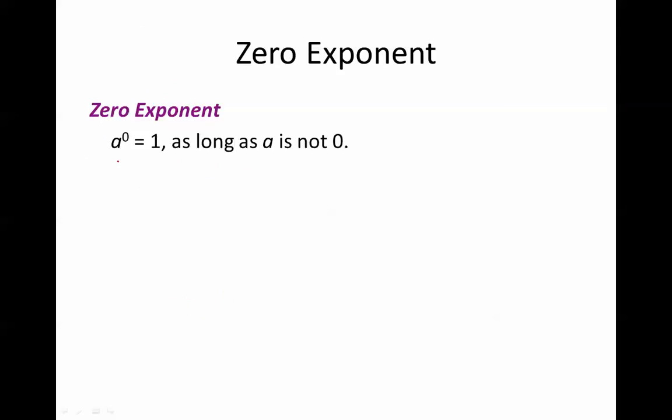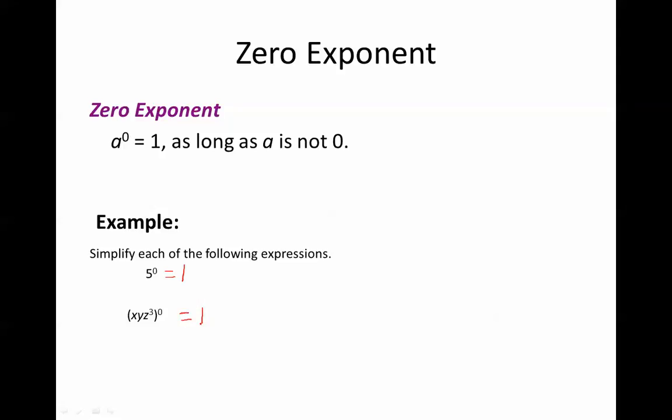Okay, the zero exponent rule. Anything to the 0 power is always 1, as long as a is not 0. So anything to the 0 power is always 1. So if you had 5 to the 0 power, that's equal to 1. If you have x y z to the 3rd and it's all to the 0 power, that's 1. Now be careful on this one, because only the x is to the 0 power, not the negative x. So this one, you have a negative out front, then x to the 0 power is 1. So that would give you -1.